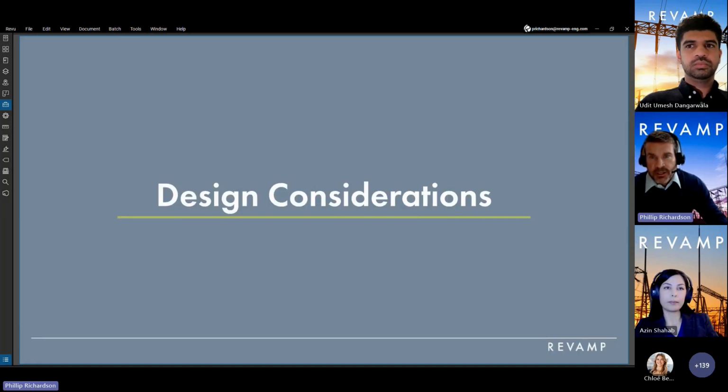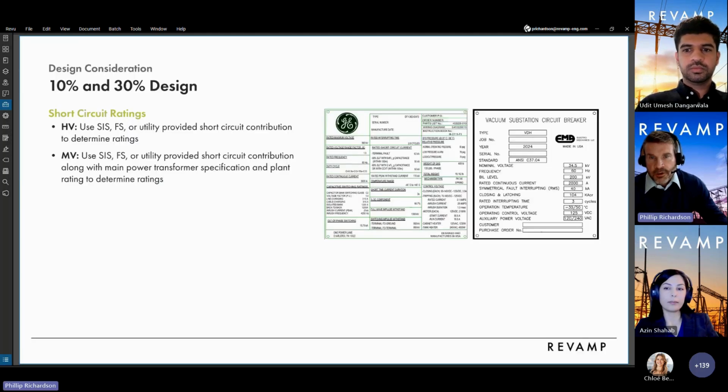So what design considerations do we take into account because of the results of the studies? So 10 to 30% design. Usually the substation design at this stage is done with minimum input from the studies group. So the sub-design team has to rely on best practices and engineering judgment for the design and equipment ratings and specifications.